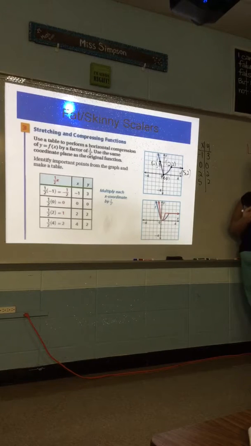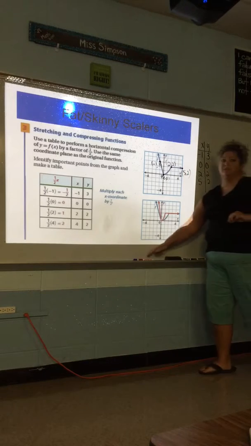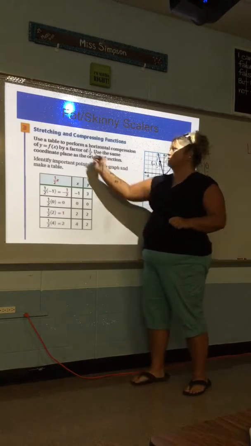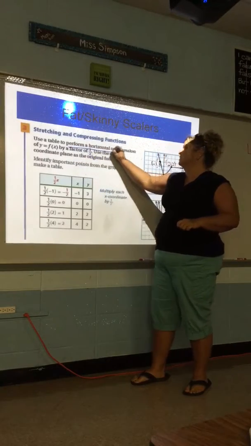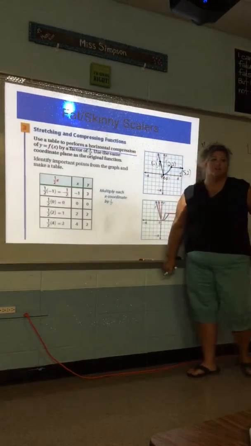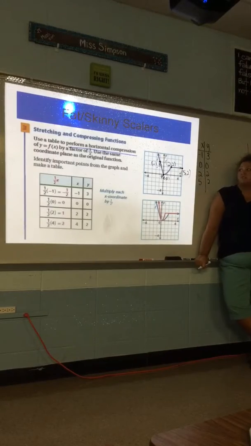Okay, this is where I get my X and Y values. So Seth, can you tell me what they're asking me to do here? What are they asking me to perform? Stretching and compression. Yeah. But stretching what and compression specifically? They're asking me to perform a horizontal compression by a factor of 1/2. Okay, by a factor of 1/2.